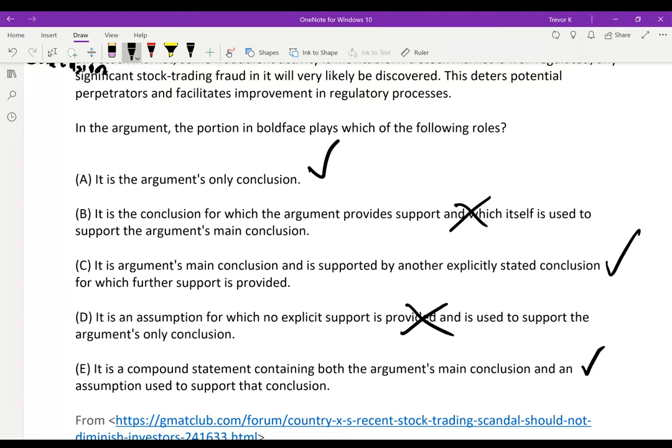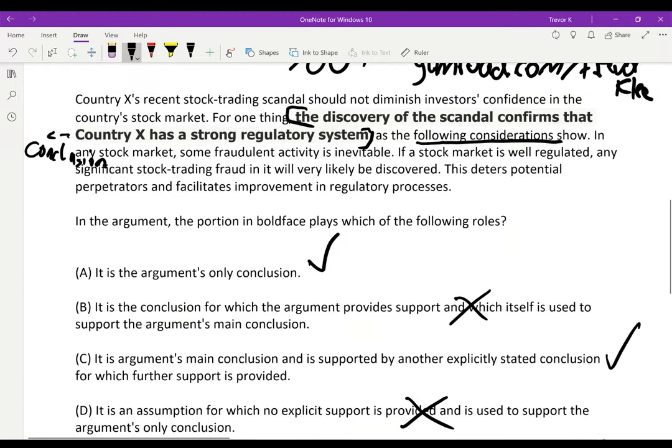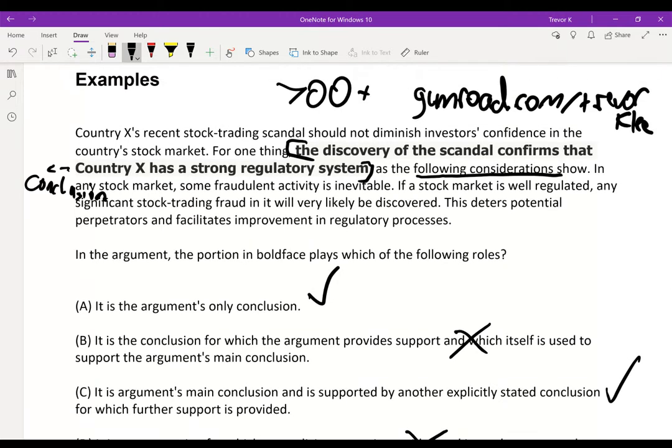Maybe. All right, so let's figure out, are there any other conclusions in here? We've got the following considerations show.